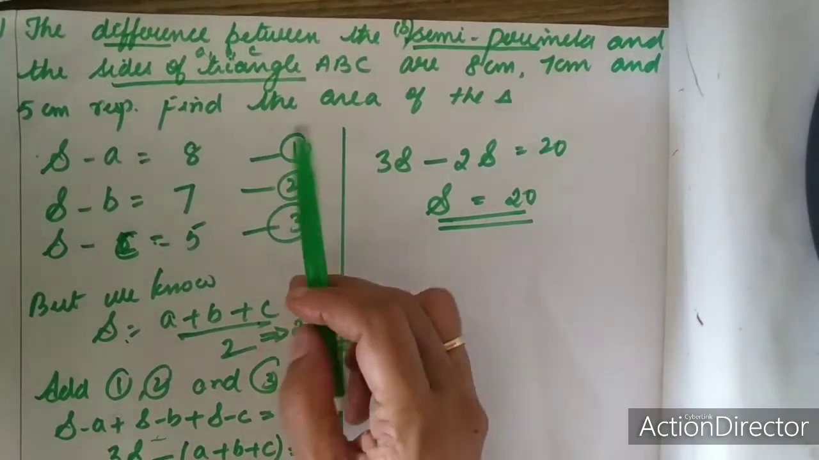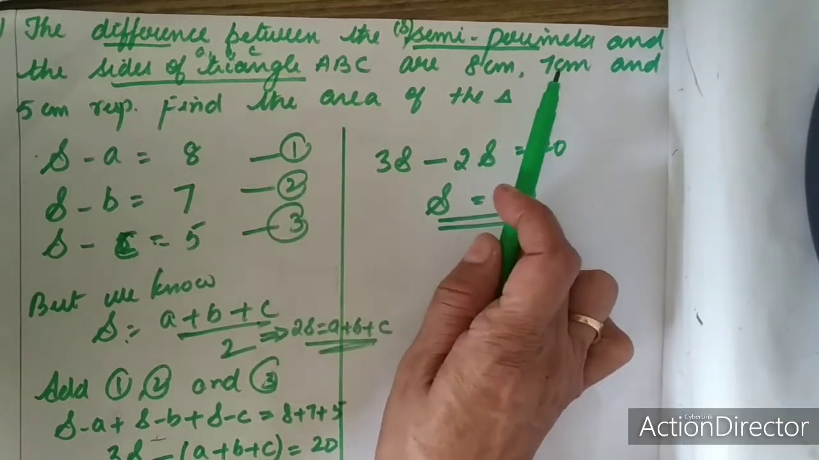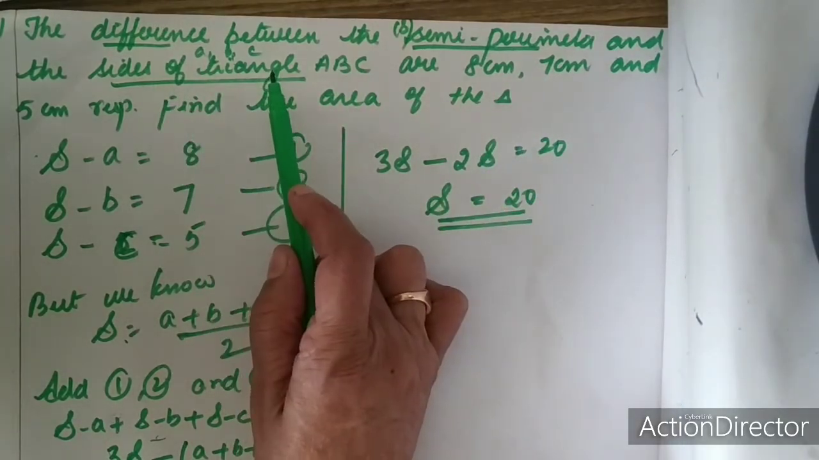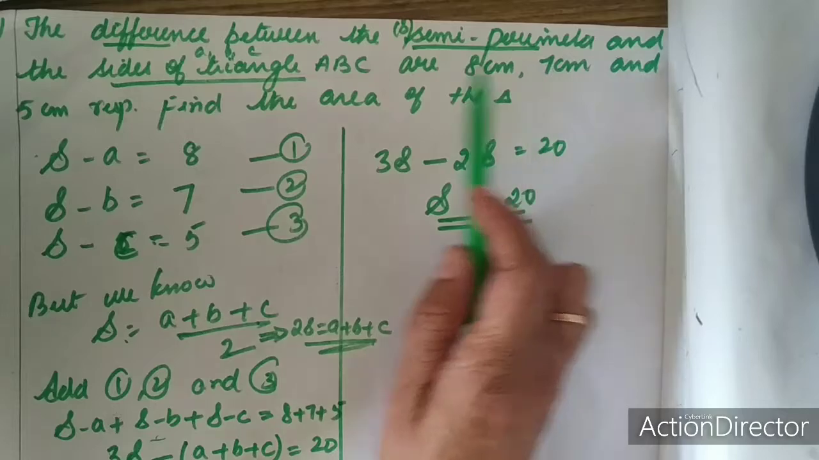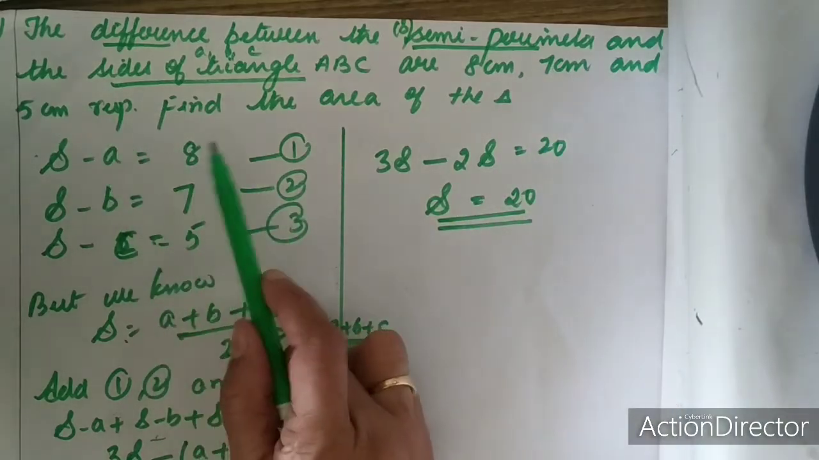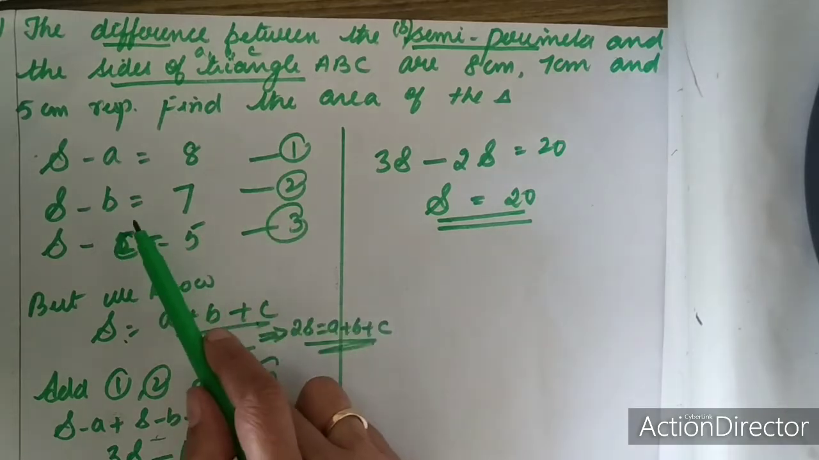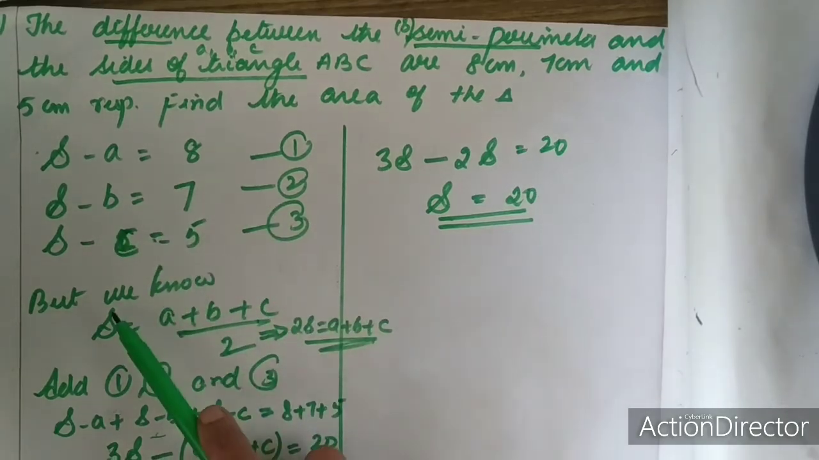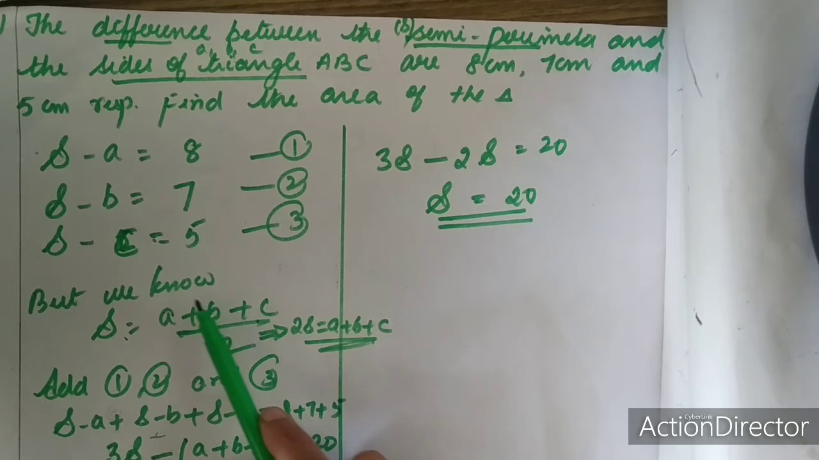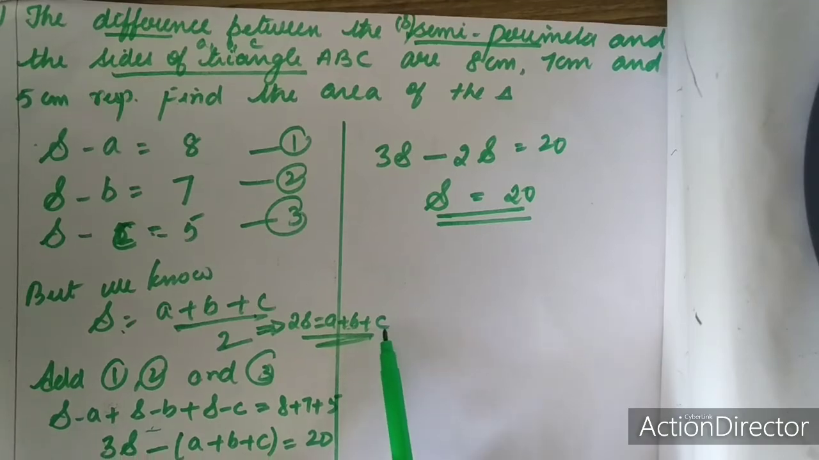Hope you understood the question. First, the differences between the semi-perimeter and the sides of the triangle are given as 8, 7 and 5. So S minus A is given as 8, S minus B is given as 7, S minus C is given as 5. But you know the semi-perimeter formula, A plus B plus C upon 2. This can also be written as 2S is equal to A plus B plus C.